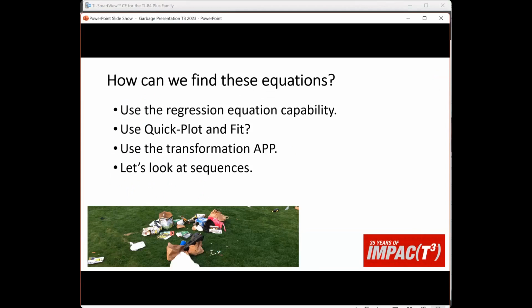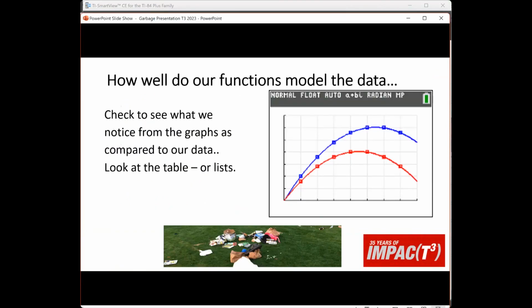We're going to use the transformation app, and we're also going to look then at sequences. Do students know the summation formula? That's another good question. So far, what we've looked at is to see how well my equations fit the data. And you could tell that it did.